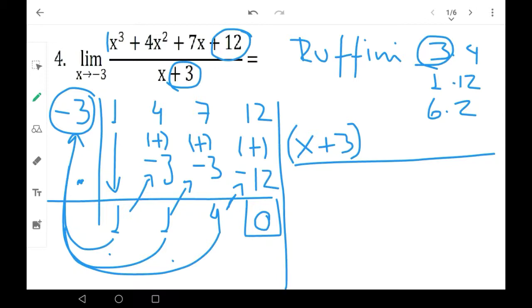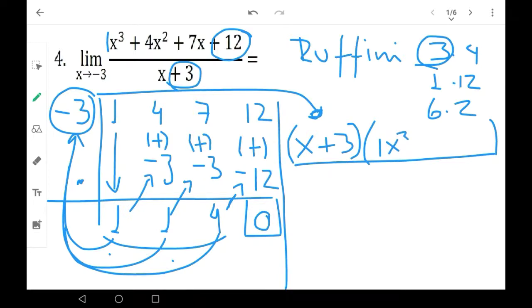If here is negative, then it comes here with positive, right? And what numbers will come here? Here I will have the result of my division, right? This would be 1, we can say 1x squared plus 1x plus 4. Okay, those are the numbers that I have here.